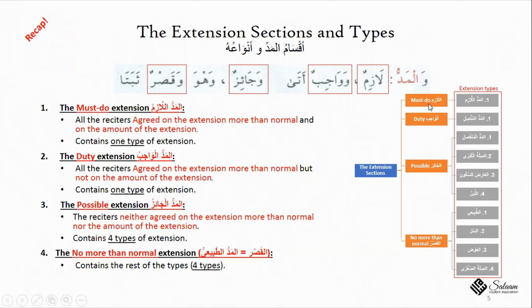The first one is must do. The reciters agreed that there is extension more than normal, and the amount of extension is also agreed about. Al-wajib, or duty, they agreed that there is extension more than normal, but the amount is different. They did not agree on the amount in this one. And then al-ja'iz, they did not agree if you need to do more than normal or not, and also the amount is not fixed. And the last one we discussed last time was the no more than normal extension. So you just do the two movements.